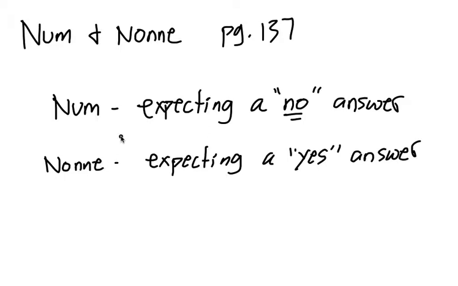Nonne is the opposite. Nonne leads you into a yes answer. So it's like, you would like some ice cream right now, wouldn't you? And you'd probably say yes, I'd really like some ice cream right now. Or you'd really like to have $1,000,000, wouldn't you? And so naturally the response is, well, yes, I would love to have $1,000,000. And so that's what num and nonne do. Num introduces a question expecting no, and nonne introduces a question expecting yes.